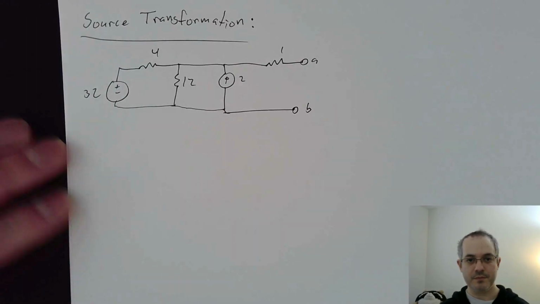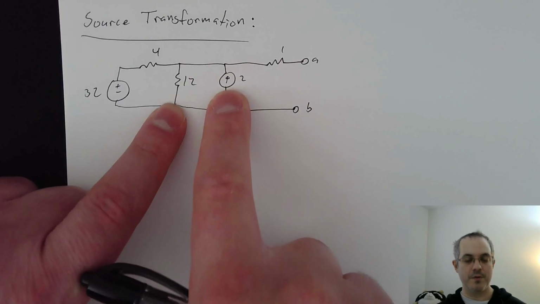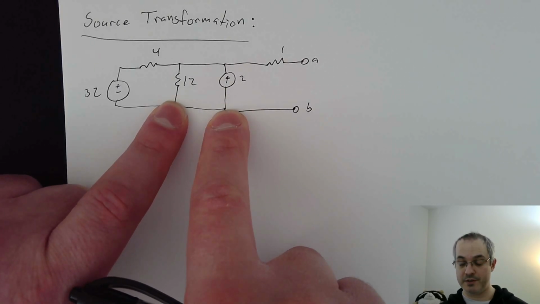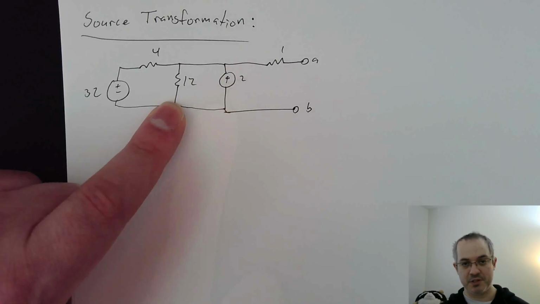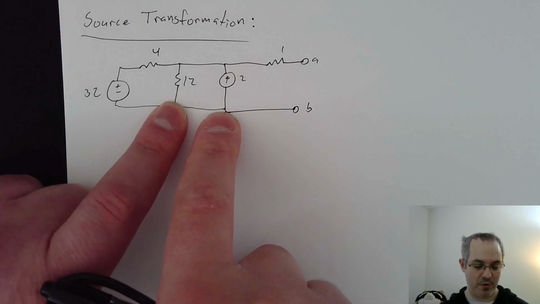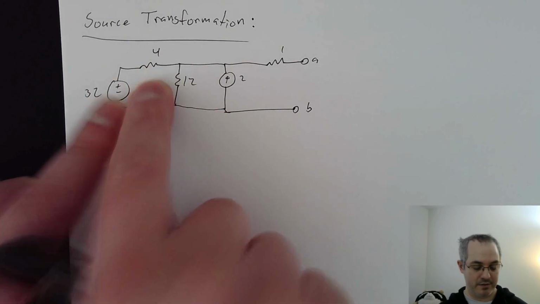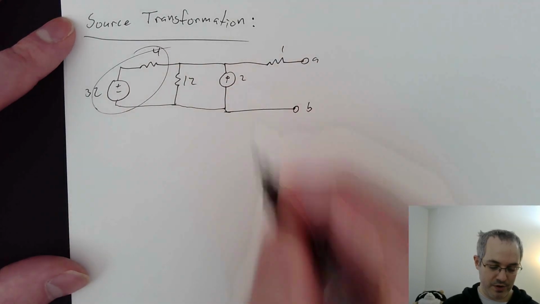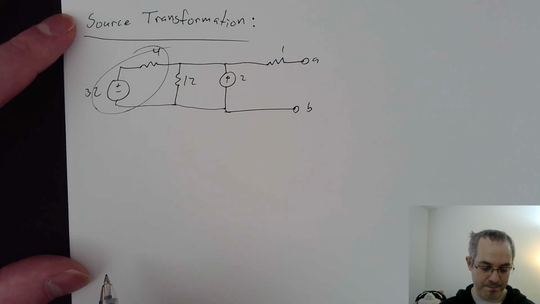There. Okay. So, like we saw, these guys here were in parallel, so we could make them a series thing. So you could do that. It's fine. You would just kind of end up in the same situation as we did before. But we could also make these two into parallel. So let's have a look at that. So we're going to change those into a parallel resistor and current source.